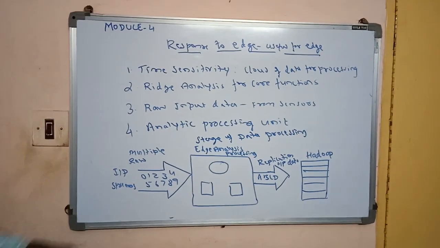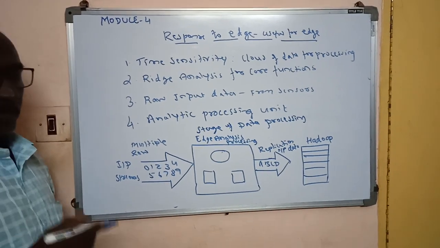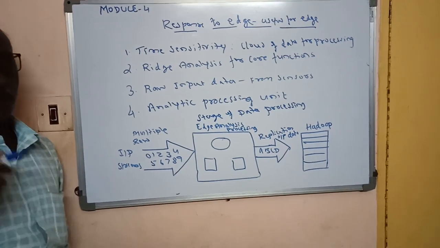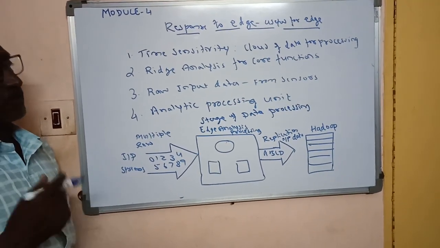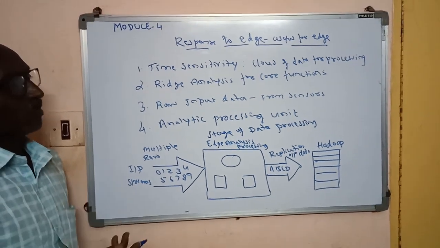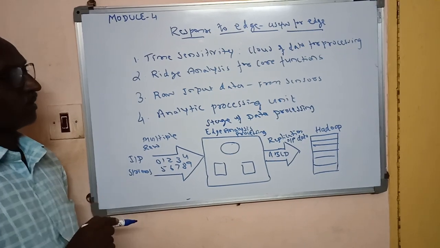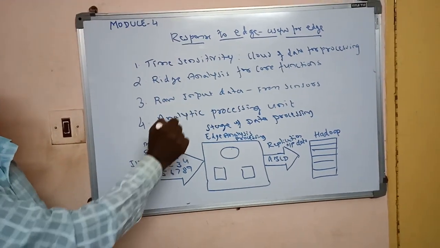Another important one is edge analysis for core functions. We can do these functions in big data analytics. We have to apply several different types of mathematical tools, data transformations, inverse data transformations. So many transformations can also take place for these data analytics. So we can apply this edge analysis for core functions.